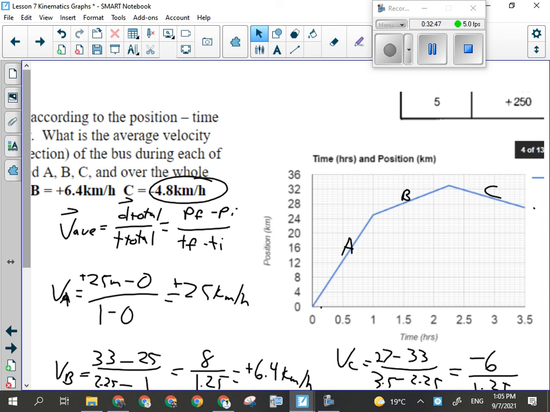Positive. Okay? The slope is positive. It isn't assumed if there's no symbol that it's positive. Most of the time on a graph, they'll say kilometers north or kilometers west on the axis, so you'll know it's moving west or right or something. If it doesn't, then you go by anything above the x-axis is positive, and anything below the x-axis is negative.